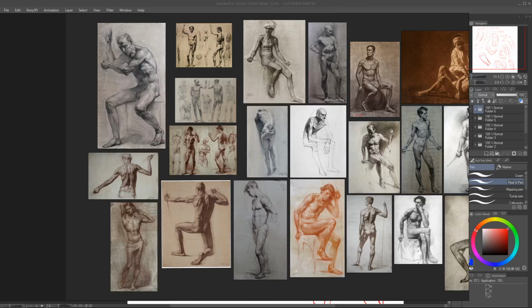So if you want to actually get images like these to practice with, here's two things I'm going to give you. First off, you can Google image search for Russian Figure Academy, and you'll find tons and tons of drawings like these that are excellent resources to copy and study from.